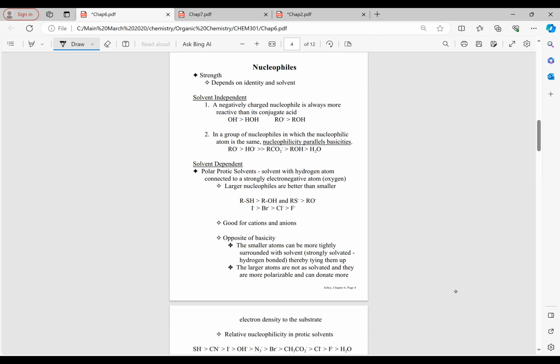I know it's getting old me saying this, but negatives are better than lone pairs, which are better than pi bonds, which are better than polar sigmas, which are much, much better than just sigmas. Why? It's supposed to have density that will go out and react, so it has to have that density, but we must also consider not only its identity, but also the solvent that it is in. Just generically, this is solvent independent. A negatively charged nucleophile is always more reactive than its conjugate acid. For instance, OH minus is always better than water because negatives are better than just lone pairs. So the alkoxide ion is better than its protonated form, which is an alcohol, because it's negatively charged. That does not depend on the solvent.